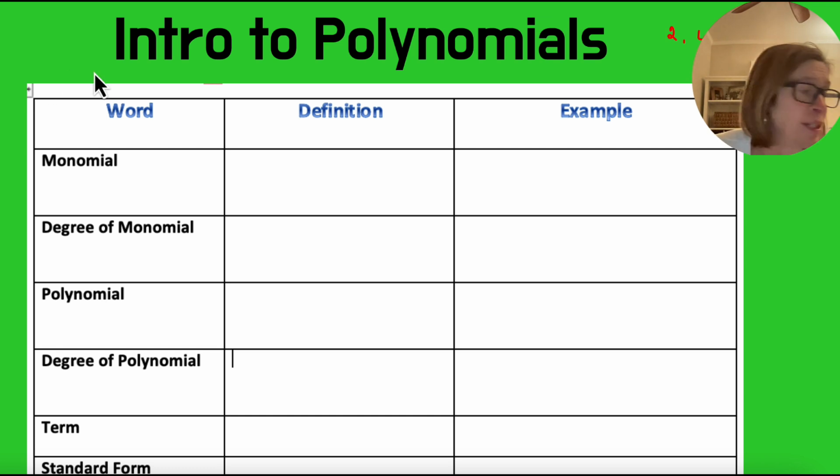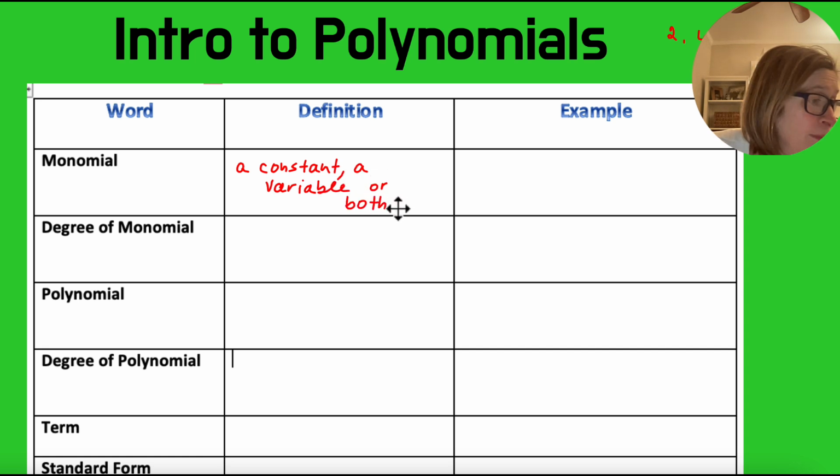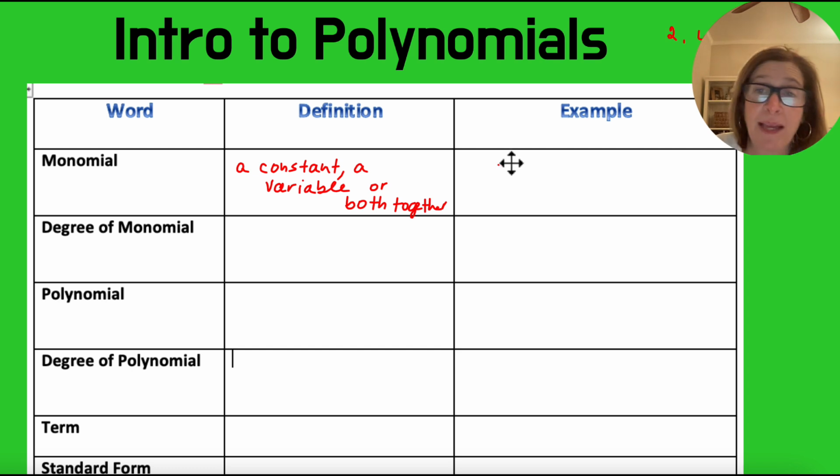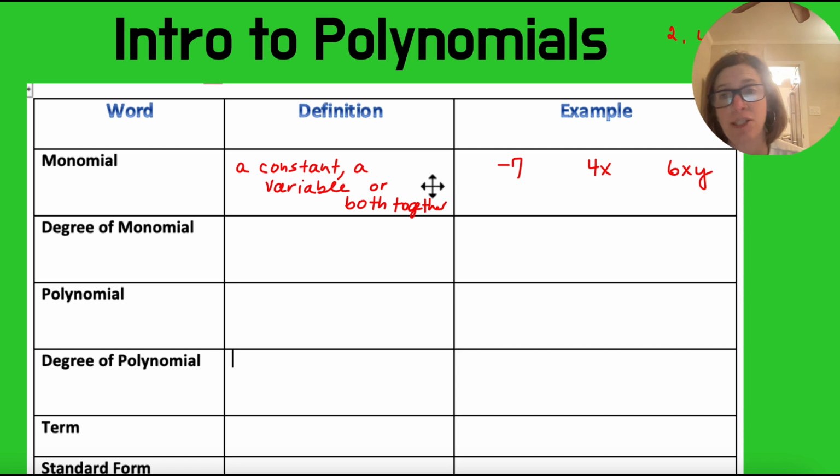So a monomial is just a constant, a variable, or both together. So a monomial could be the number -7. A monomial could be 4x. A monomial could be 6xy. But notice there's no addition and subtraction in them. They're just expressions either made up of a constant, a variable, or a constant and a few variables.